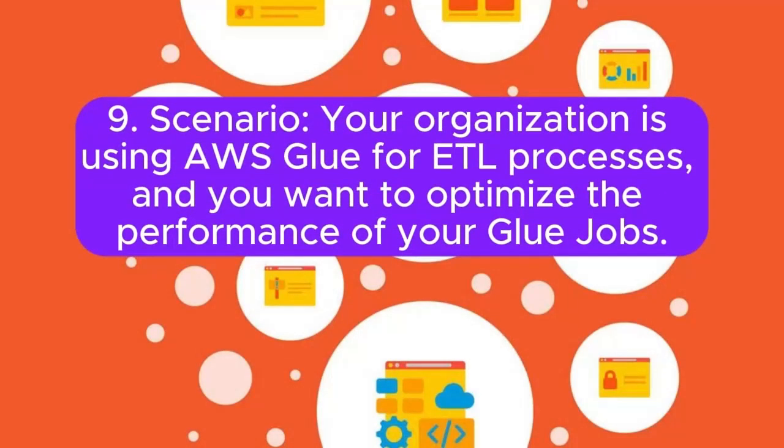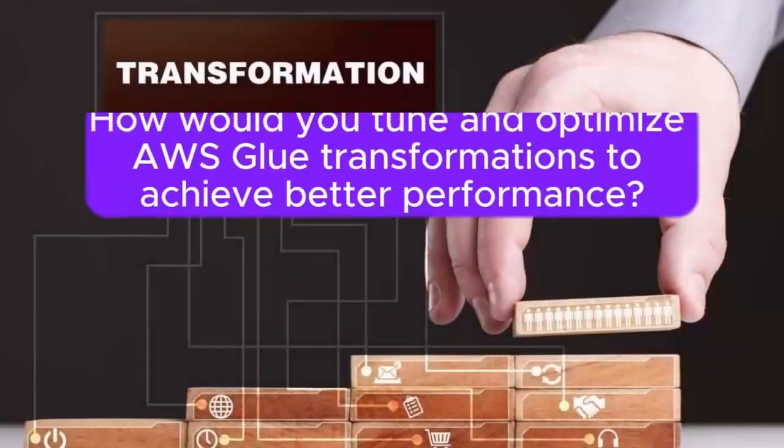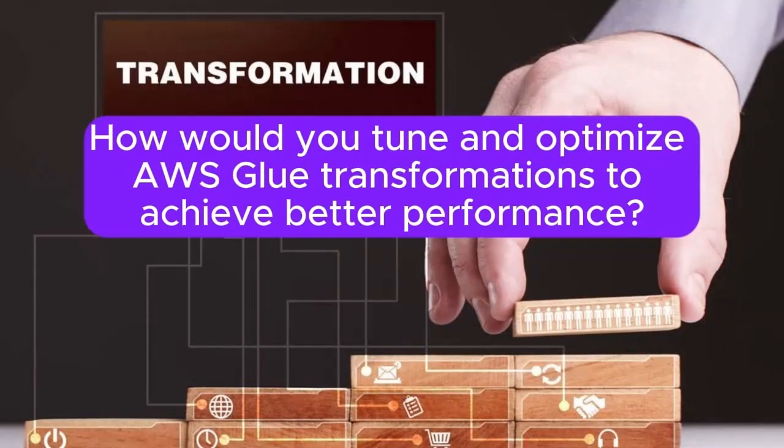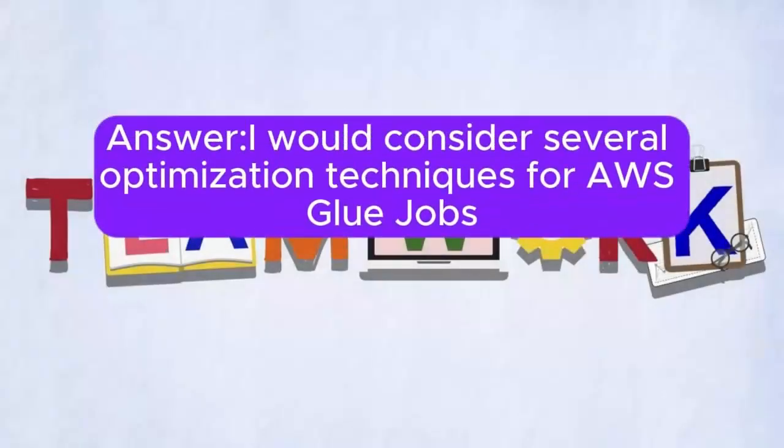9. Scenario: your organization is using AWS Glue for ETL processes, and you want to optimize the performance of your Glue jobs. How would you tune and optimize AWS Glue transformations to achieve better performance? Answer: I will consider several optimization techniques for AWS Glue jobs.